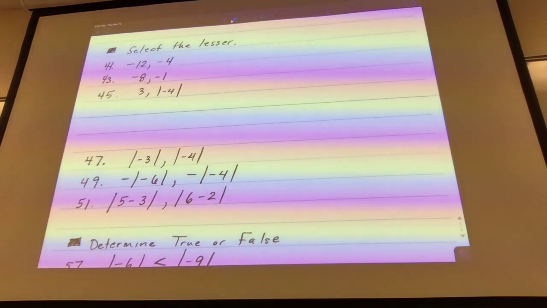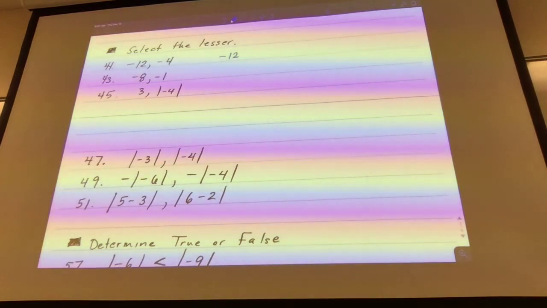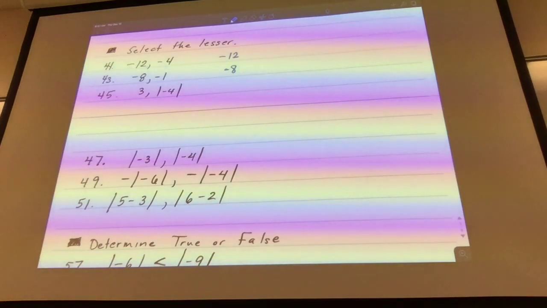So being in the hole $12 versus owing somebody $4. So that's the lesser. What's the lesser out of the next one? -8. Also, the lesser is the one that would be further left on a number line if you put it there. The one that's more negative, yes.